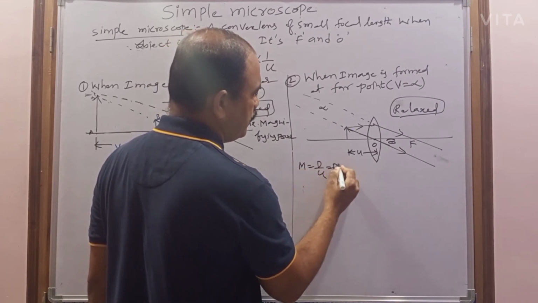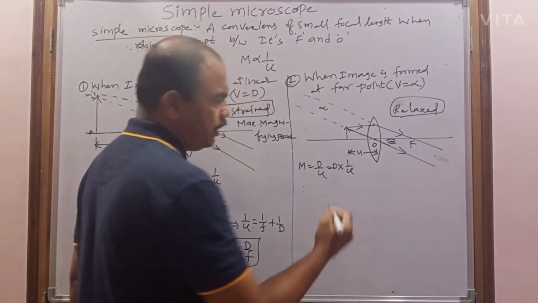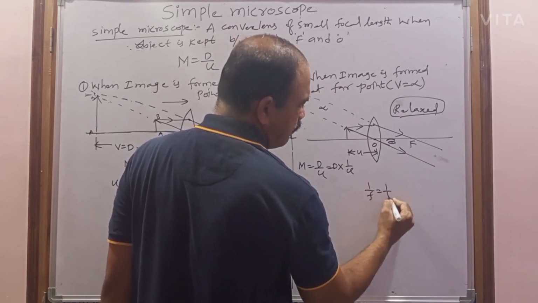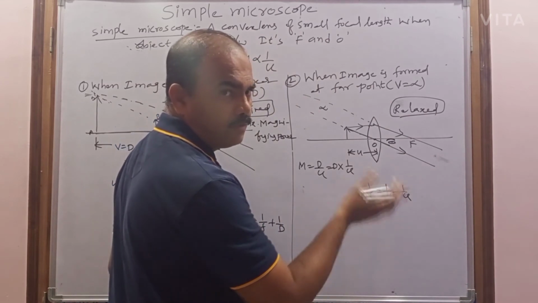Now D by u is nothing but D into 1 by u, and you have to calculate 1 by u. So how can you calculate 1 by u? With the help of the lens formula. What is the lens formula? 1 by f equal to 1 by v minus 1 by u. But before using this lens formula, you have to follow the sign convention.